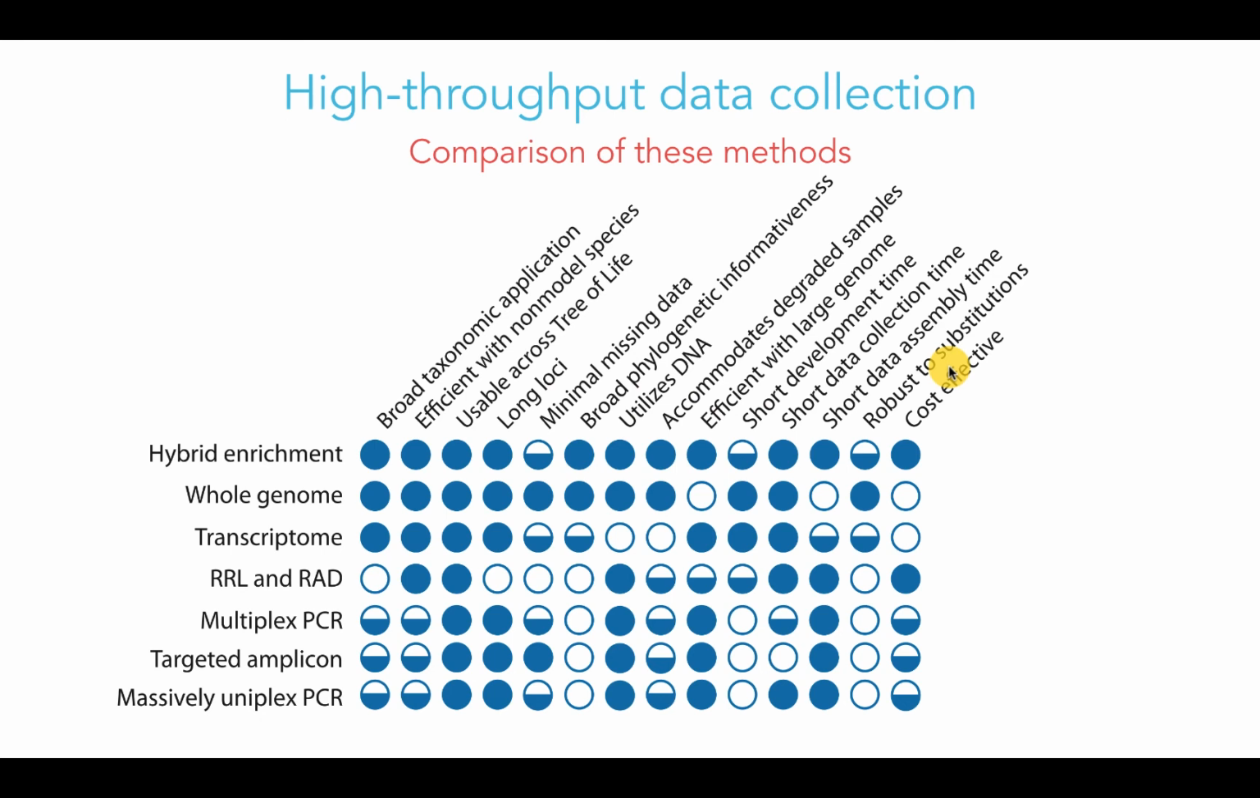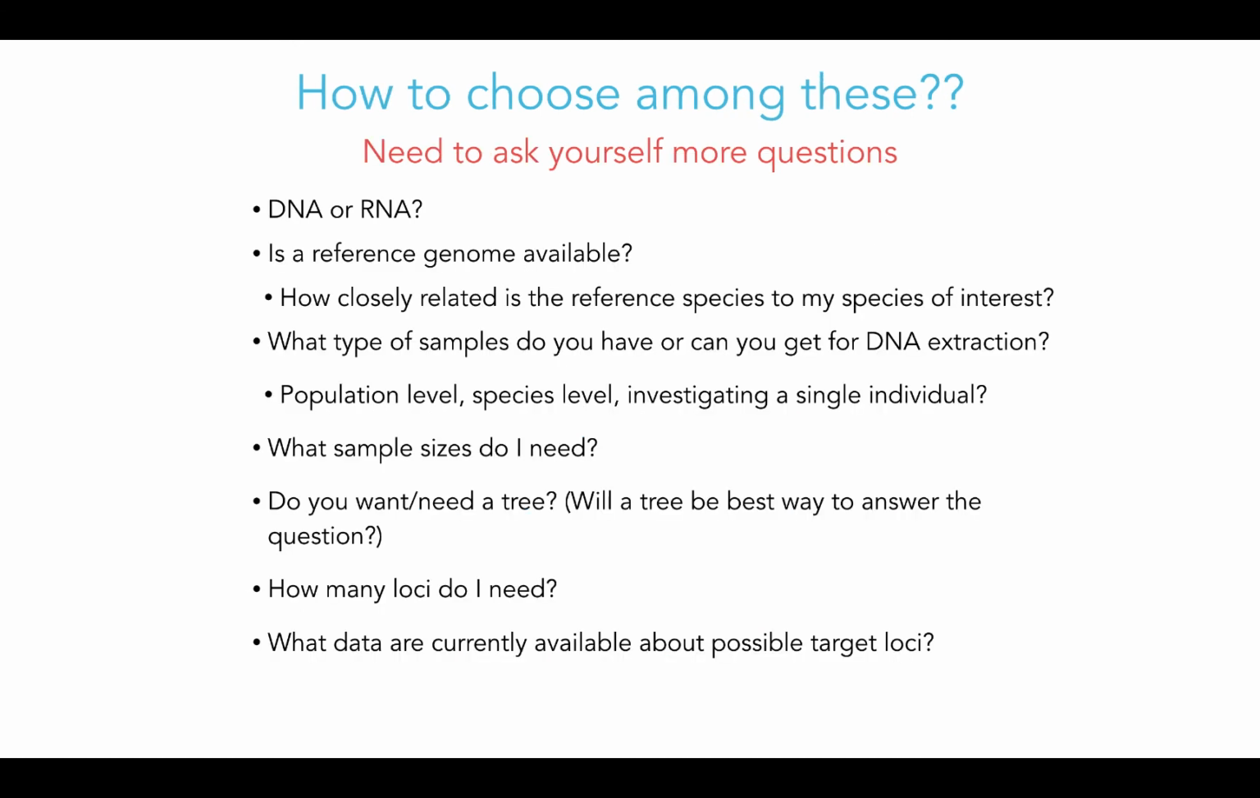So all of these different approaches have pros and cons and ideal uses and unideal uses, and it's always important to think about what you're going to sequence and how you're going to sequence it in tandem. Some questions you should always be asking yourself: is DNA or RNA better for my question? Is there already a genome available? If there is a genome available, maybe you don't need long reads to reassemble it. You can just use short reads.